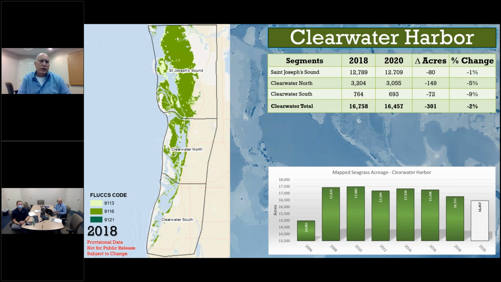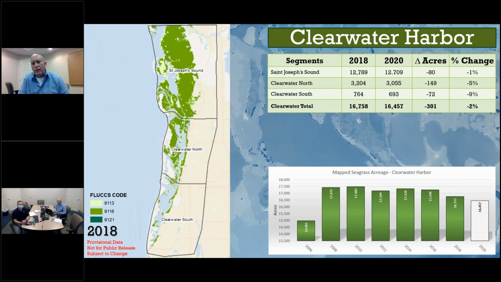The largest decline was in the southern part of the Clearwater Harbor segment at about 9%. That translates to about a 72-acre loss. Really little to no change in St. Joe Sound. A 1% change in my mind is really more noise than anything else. So, a loss of 80 acres, that to me is essentially no change. Clearwater North, 5%, that's minor, but again, anytime you get below 5%, you're really talking about almost the noise level of the map. So overall, a 2% change, not much, minor.